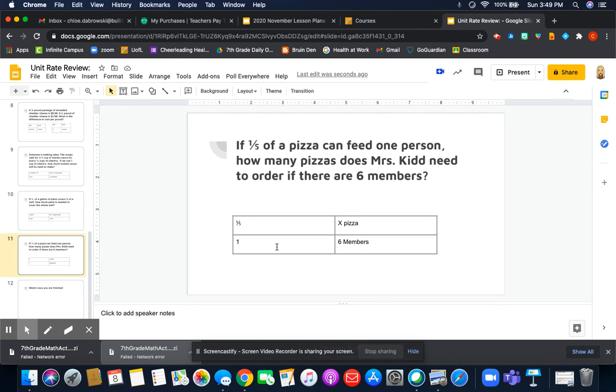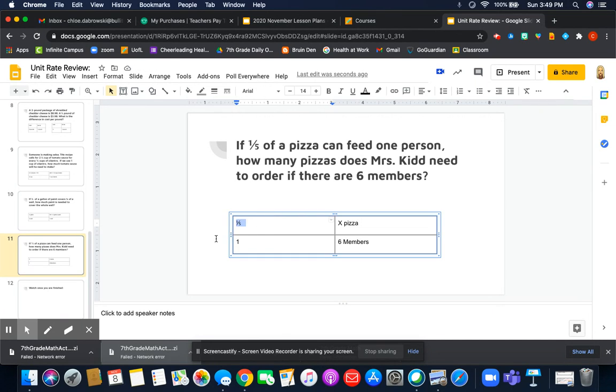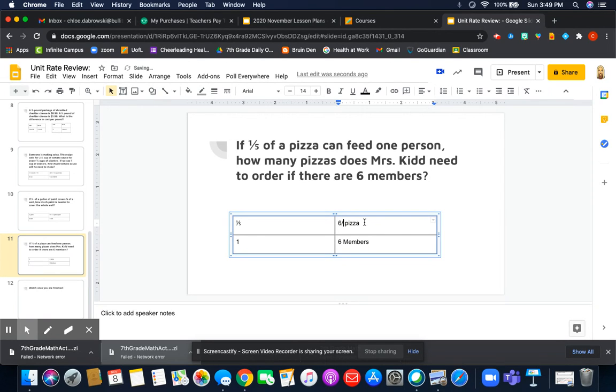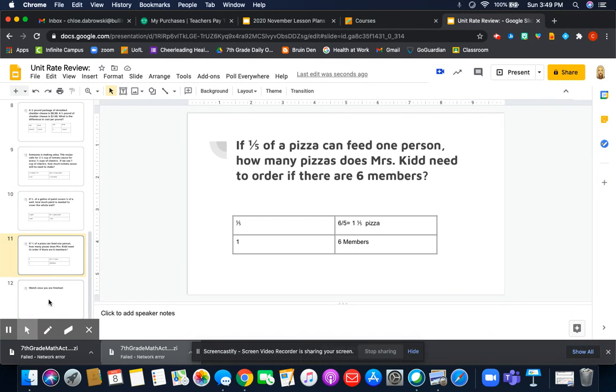So we know that this way is times 6. We need to do the same thing to our top. 1/5 times 6 is just 6/5. Cannot buy a fraction of a pizza, but we know that this is over 1 and less than 2. If we made that into a mixed number, it's actually 1 1/5 pizza. So we know we would need to order 2 whole pizzas in order to feed everybody.